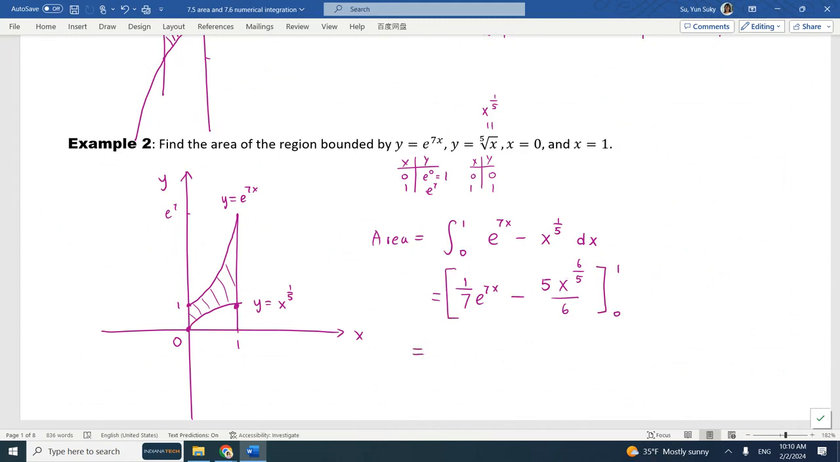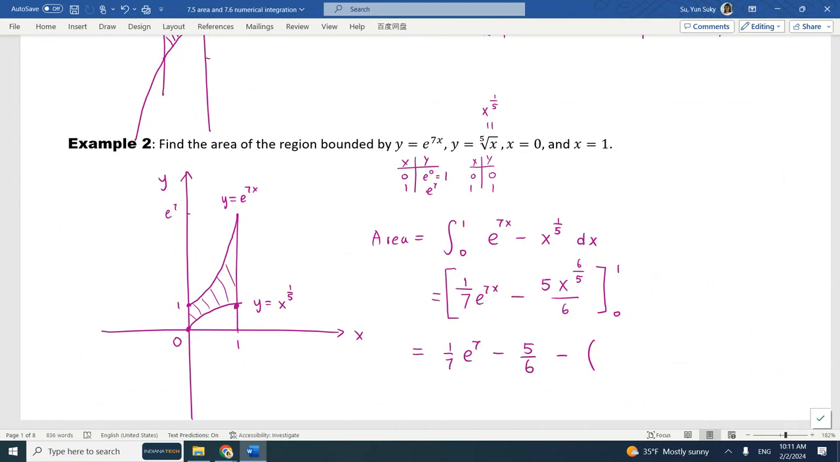Okay, let's see. We plug in 1. We plug in 1, we get 1 over 7 e to the 7 times 1, which is 7, minus 5 over 6. And when we plug in x is 1, 1 to the whatever power is 1. We just get that. So this is what happens when we plug in 1. Subtract when we plug in 0.